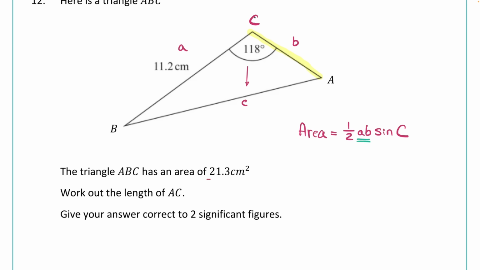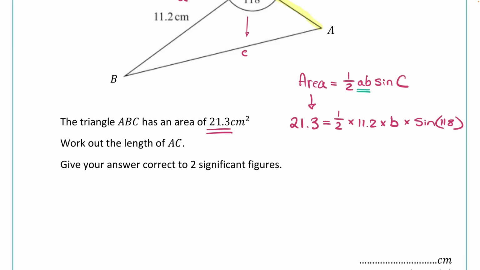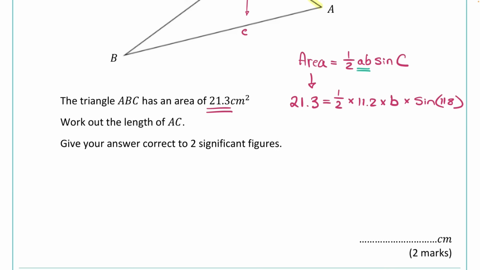So here we are actually given the area, so we would put that in place of the area. 21.3 is equal to a half times A, which we've got as 11.2, times B, which we don't have, so that's our unknown, times sine 118, and I'll put that in a bracket because that's how it will be shown on the calculator. So we need to find the missing value that is going to give us 21.3 as our answer here. Now, of course, we could guess values. It would probably take us a lot of time, and we want to do this in a nice quick way. This is just a 2-mark question here.